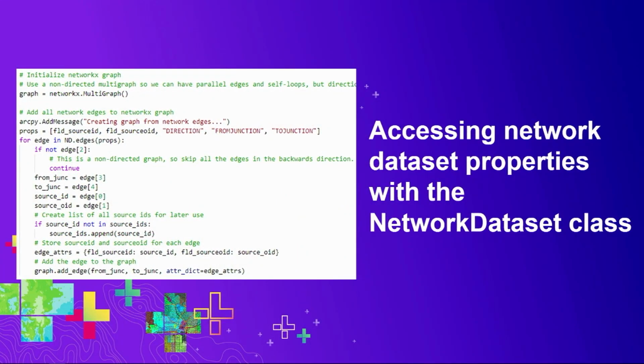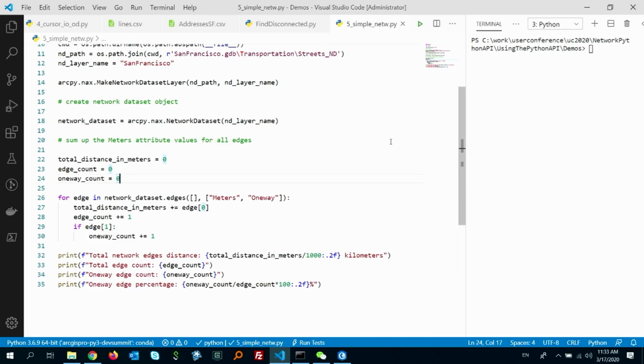So now I'll hand it over to Max, and he'll show you a simple example, and then he'll show you that Find Network Subgraphs script, which is a little bit more complicated. Okay, thank you, Melinda. So I have two samples to show here for using the Network Dataset API. The first one goes through all my edges in my network dataset and counts the network edges distance and gets a total edge count and one-way edge count. So let's get it started.